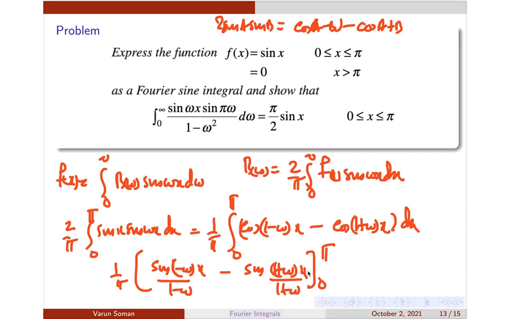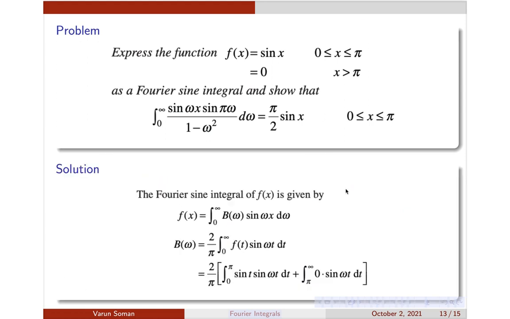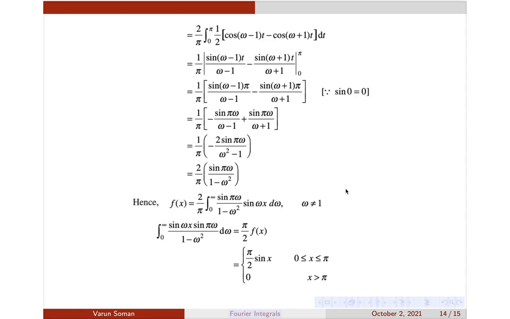When you put x equal to 0, it will be 0. So when you integrate it, you can see these things here. It is sine(omega minus 1) pi, and sine(omega minus 1) pi again. When you put the value of pi there, you will be getting sine(omega minus 1) pi, and this quantity, when you substitute it there, you will be getting this.